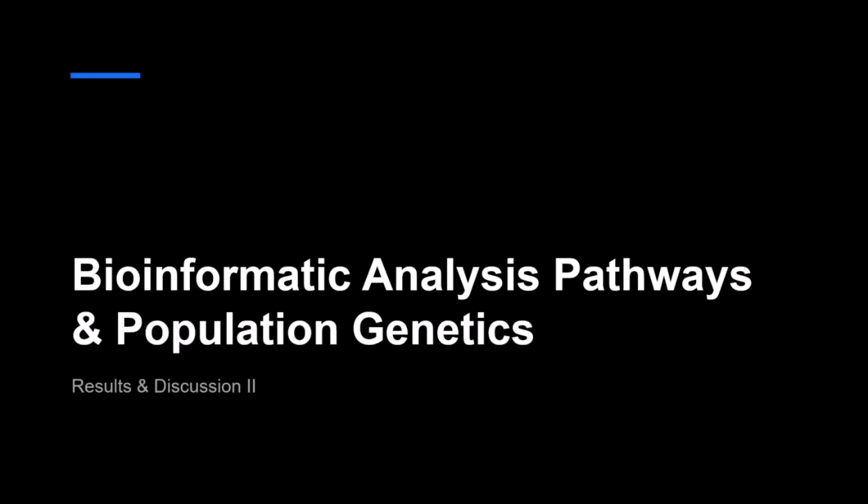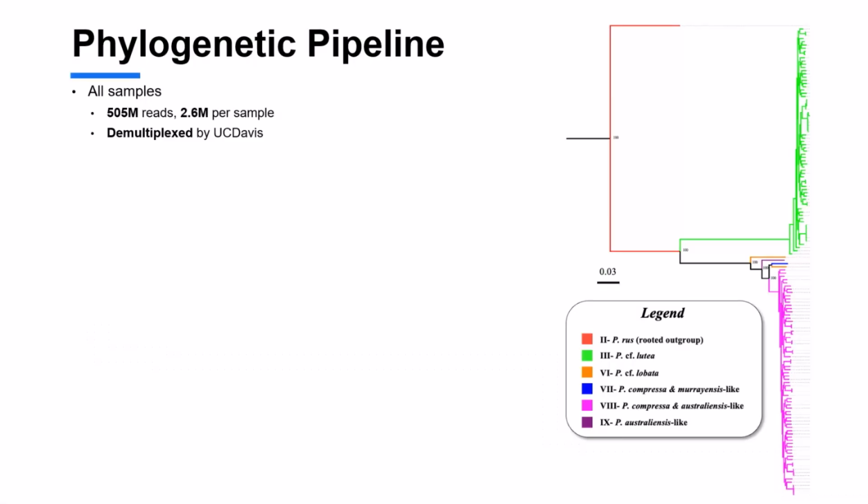Okay, let's get into the bioinformatic analysis pathways and finally the population genetic trends. The first step in this process was to ensure that the clades that I inferred through mitochondrial barcoding did indeed represent 2 distinct phylogenetic species. So first, a couple global stats on this data set. 505 million returned reads, which averages to around 2.6 million reads per sample, so an absolute ton of data returned from the sequencing effort. These reads were demultiplexed on a sample-by-sample basis by UC Davis, and demultiplexed reads were returned to the UOG Marine Lab.